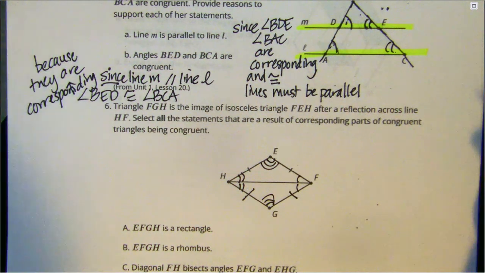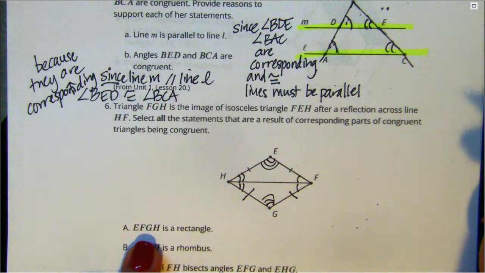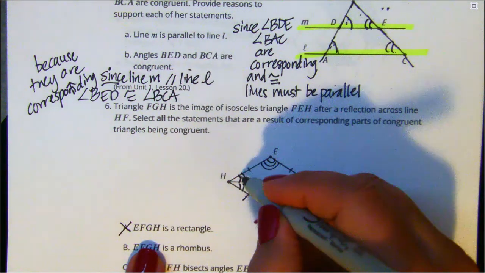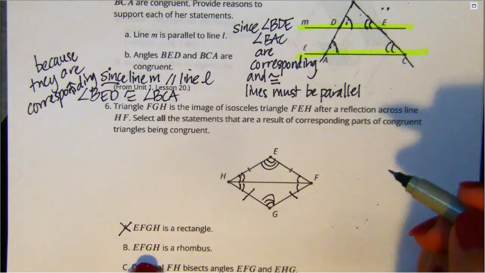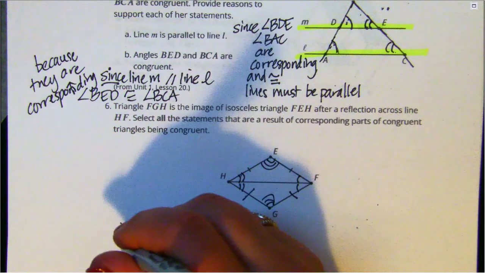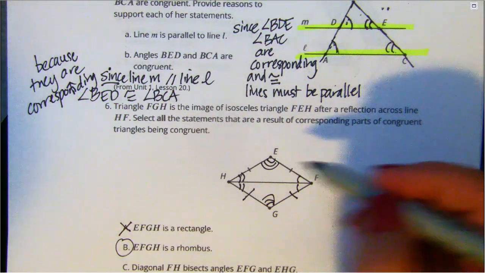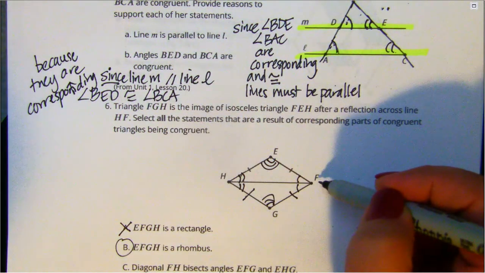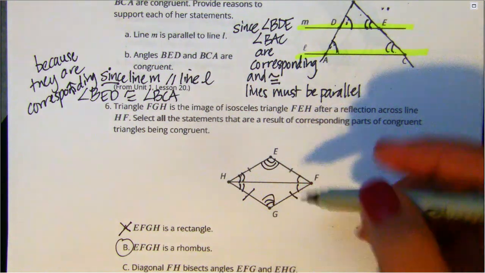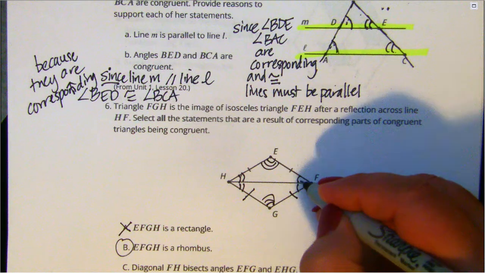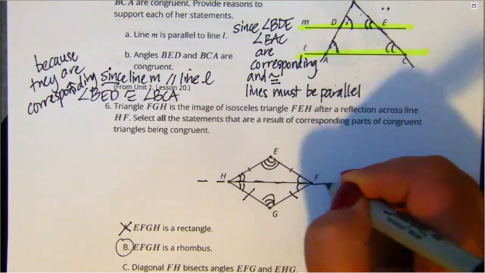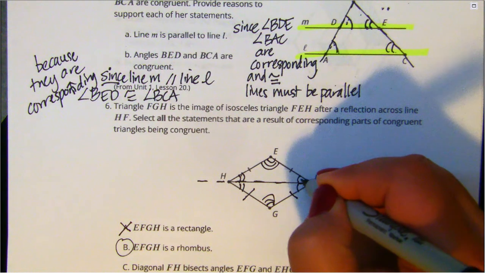Here we go. EFGH is a rectangle. I don't know anything about those angles except that those are congruent. I don't know if they're 90. EFGH is a rhombus. Yes, all four sides are congruent. Diagonal FH bisects angle EFG and EHG. Yes, because since these two are the same, that means this right here cut that big angle in perfect half.